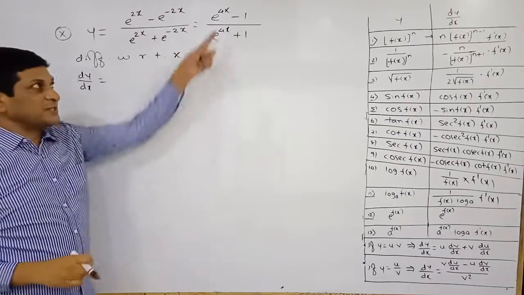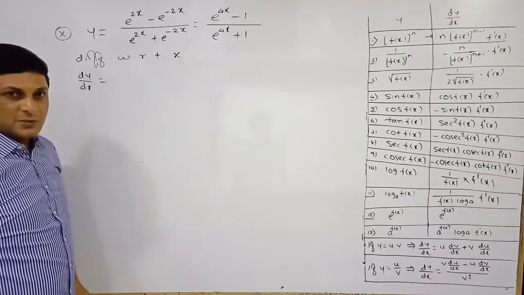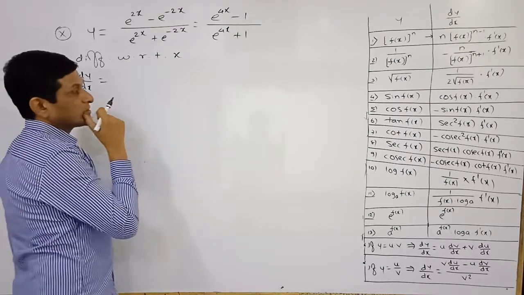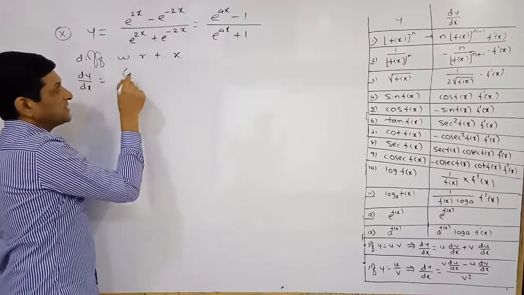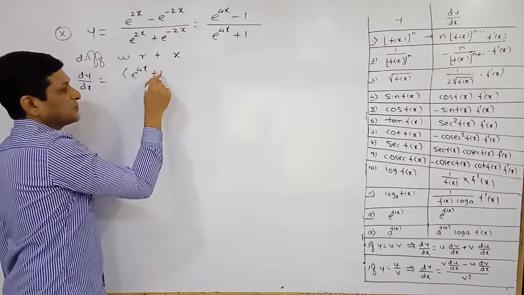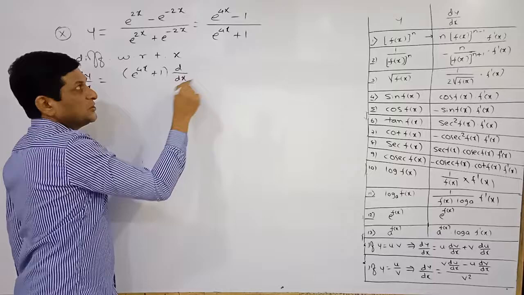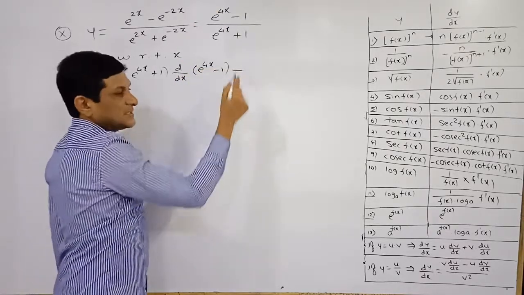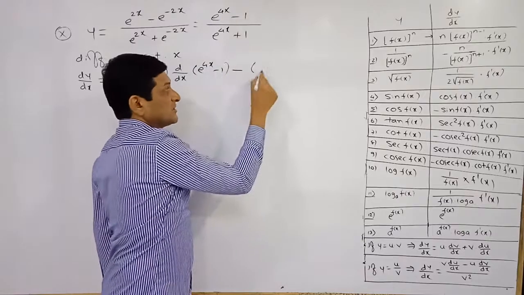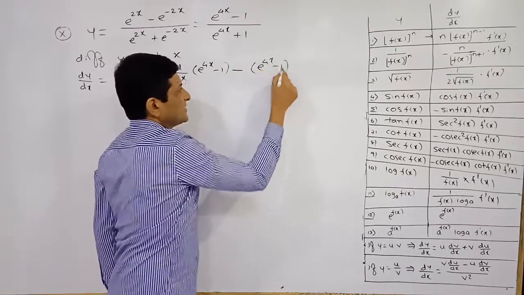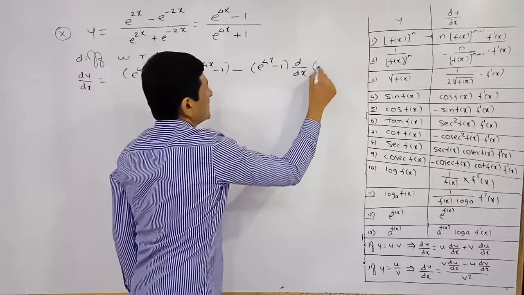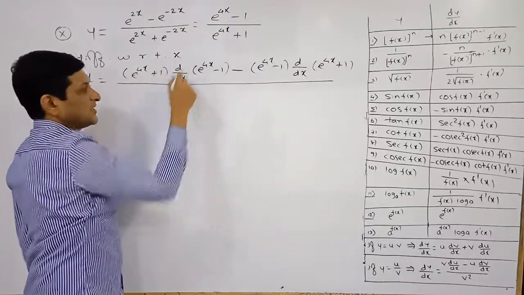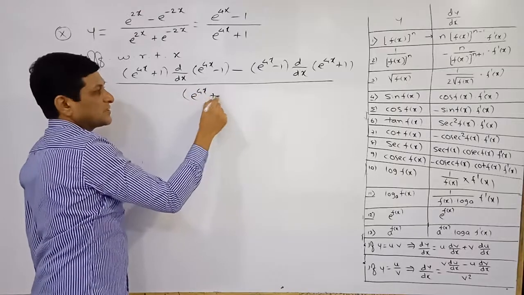Now to find out its differentiation, we are applying the quotient rule. According to the quotient rule, first keep v as it is. V as it is means e raised to power 4x plus 1 as it is, into derivative of u. What is u here? E raised to power 4x minus 1. Minus u as it is, means e raised to power 4x minus 1 as it is, into derivative of v, means e raised to power 4x plus 1, divided by v square. V square means square of e raised to power 4x plus 1.